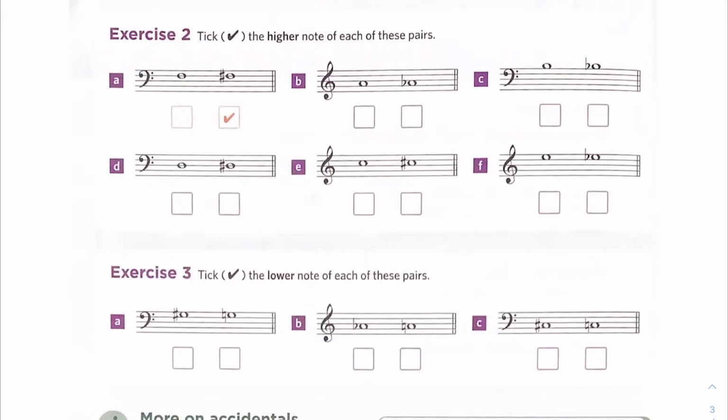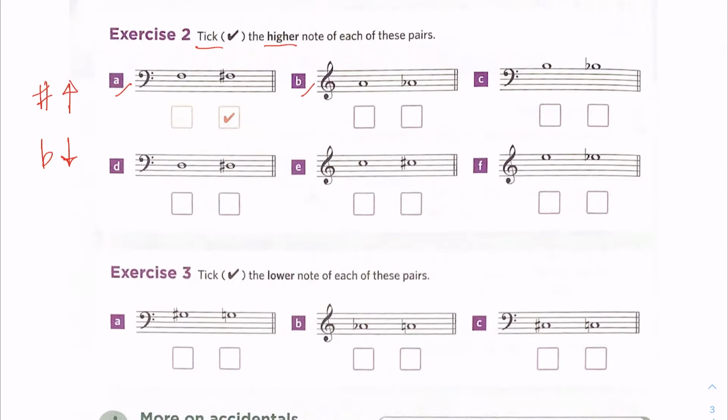Exercise 2. Tick the higher note of each of these pairs. If you scan through question A to F, you notice that there are only two types of accidentals here. The first type is a sharp, which makes a note higher. The second type is a flat, which makes a note lower. Question A, we have two notes. Both of them are on the fourth line. The first one has no sharp and the second one has a sharp, because a sharp raises a note to make it higher, so the second note is higher.